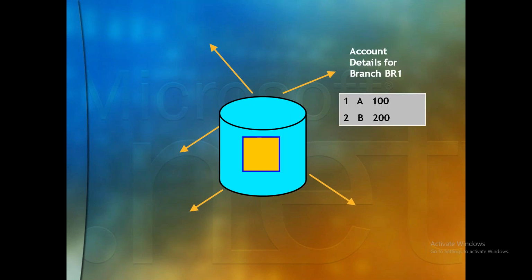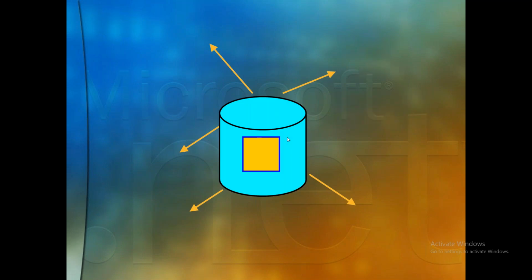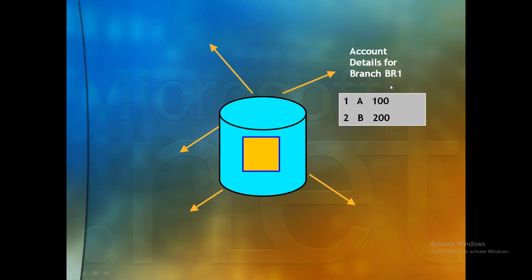So this is my database. I have a table. Think about a table called account master table or a table called transaction master table, because a database will have a lot of tables. So what is it that I need? I need account details for branch BR1. You never give an entire table to a customer, right? So you have to write a query and give the query to the customer. For example, account details for branch BR1.